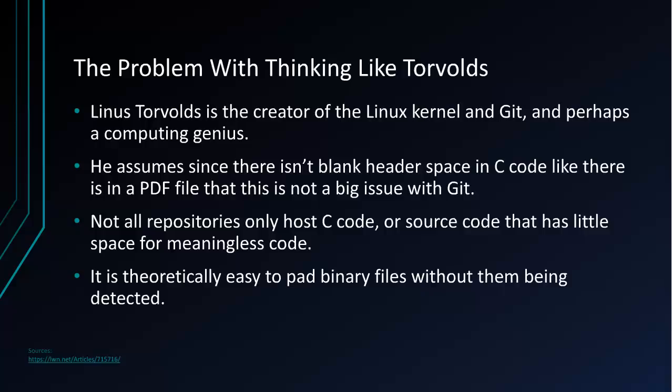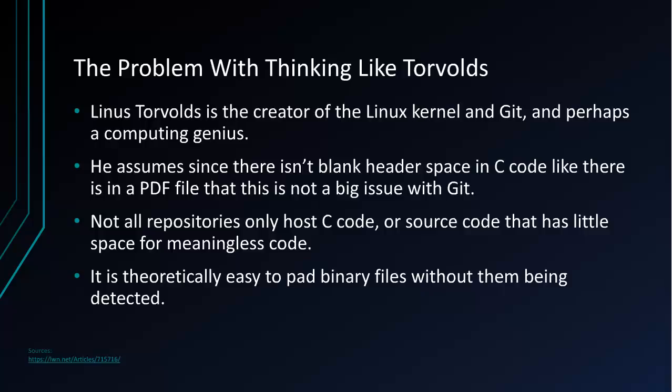However, he assumes that since he uses Git for C, and there isn't much blank space to be padded in C that couldn't be detected easily, it's not a big issue that files uploaded to a Git repository could be padded to cause a collision. However, the problem is that not all repositories only host C code, and a lot of repositories even host binary blobs. These binary blobs could be padded, theoretically, to actually cause a collision with malicious software.